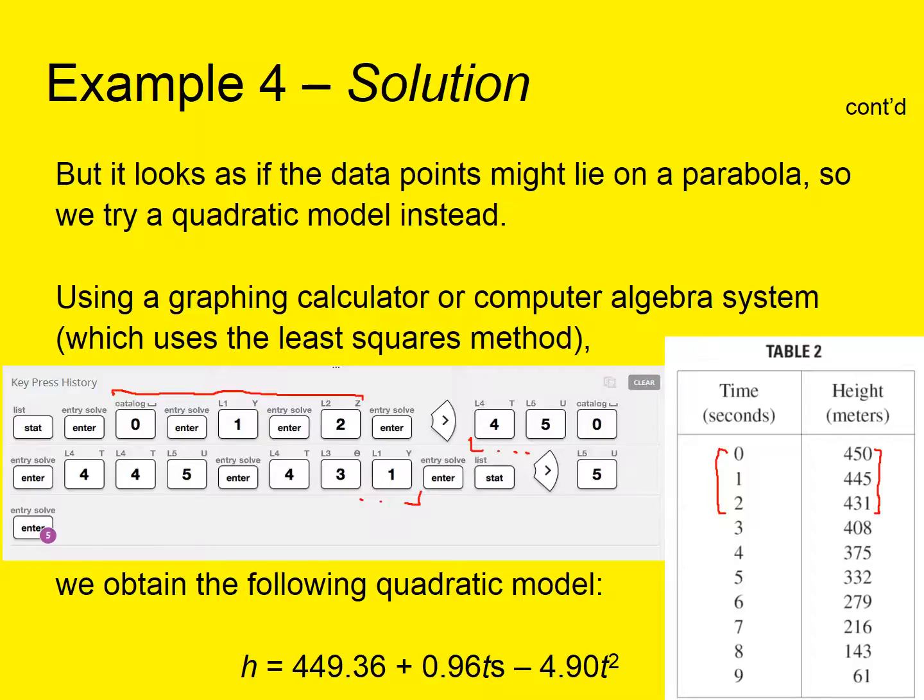H equals 449.36 plus 0.96t. I'm taking it that the S just kind of sneaked on there and didn't really belong there, so I'm just going to take it off. I don't really see why anything else would be there. Minus 4.9t squared.